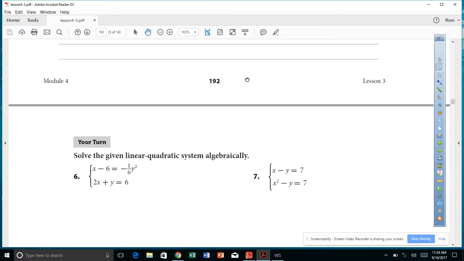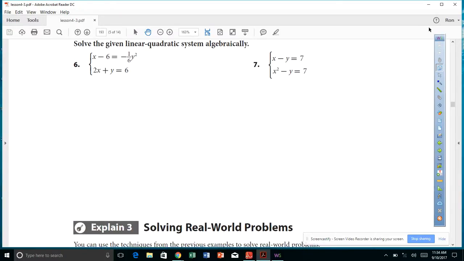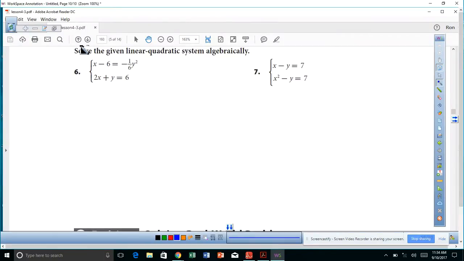All right, your turn. Solve the linear quadratic equation graphically or algebraically. Okay, folks, I'm going to show you how to do this, but you are more than welcome to do it in the calculator. I'm going to subtract 2x from both sides. So I got y equals negative 2x plus 6. Now do we have to do that? No. What else can we do? You could solve for x as well. Let's just solve for x. Add 6 to both sides. You got x equals negative 1/6 y squared plus 6.